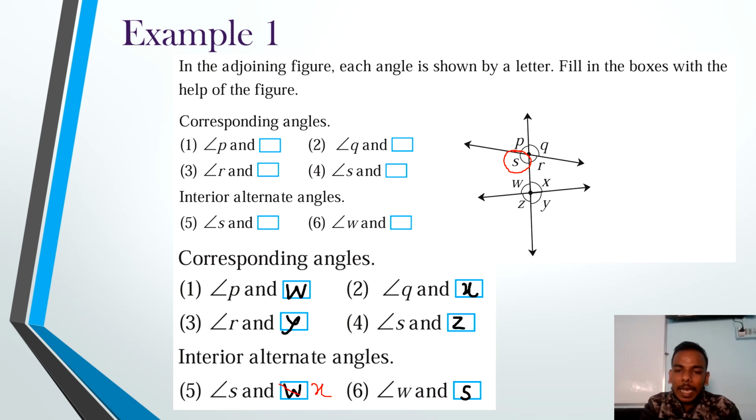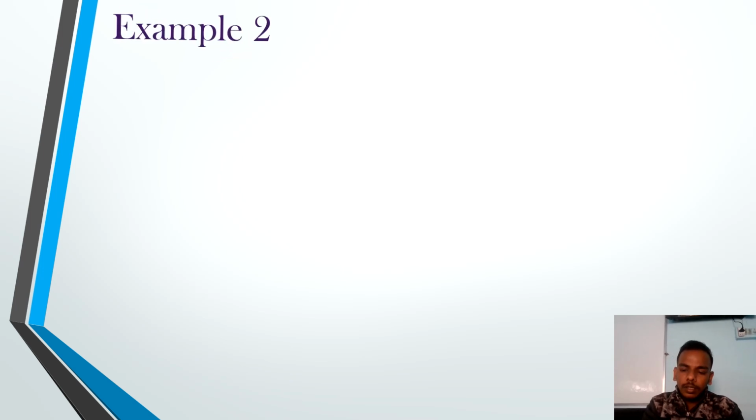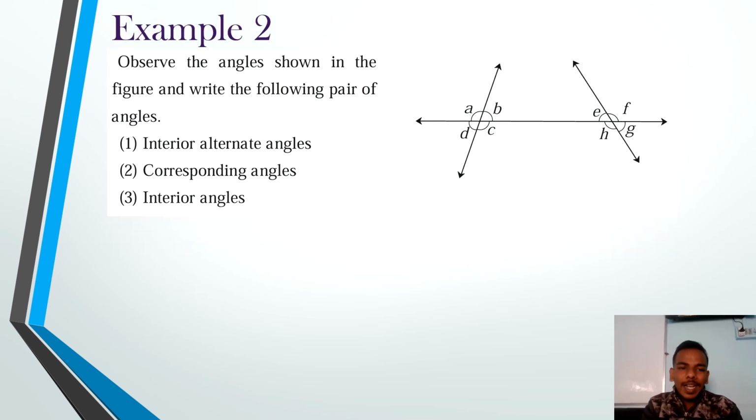What will be the alternate angle of R? It will be W. It will not be S. What is the alternate angle of W? It will be R. So R and W are the interior alternate angles, and S and X are the interior alternate angles. Understood this? Okay, let's get to the next example.